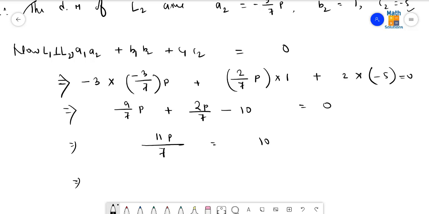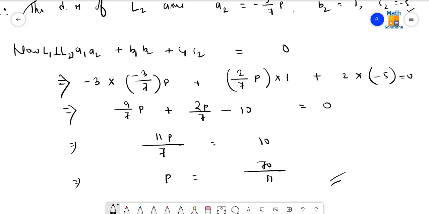So ultimately what shall we get? P is equal to 70 by 11, and this is the required answer. So this is the answer of question number 12. Now in question number 13, we have to show that the lines are perpendicular to each other.